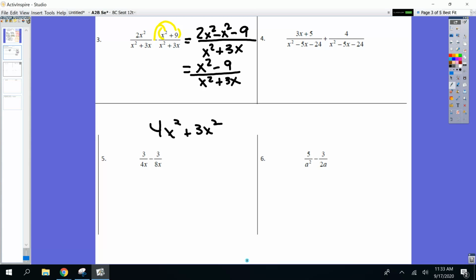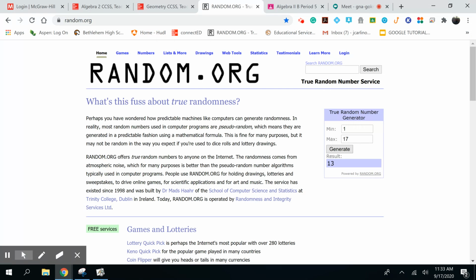Everyone good there? How I got x squared by itself? Just a little thing we like to call subtraction. All right, you're not done. Far from it, right? Far from it. Let's go. 12. Dan?